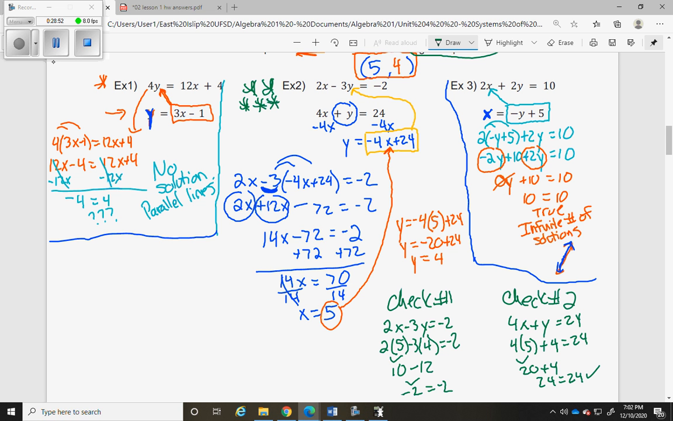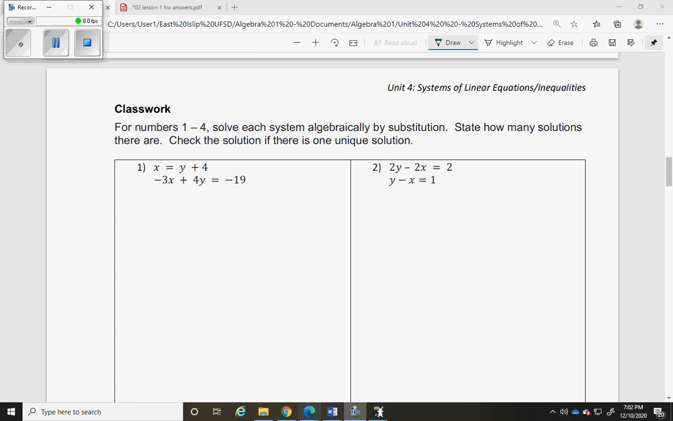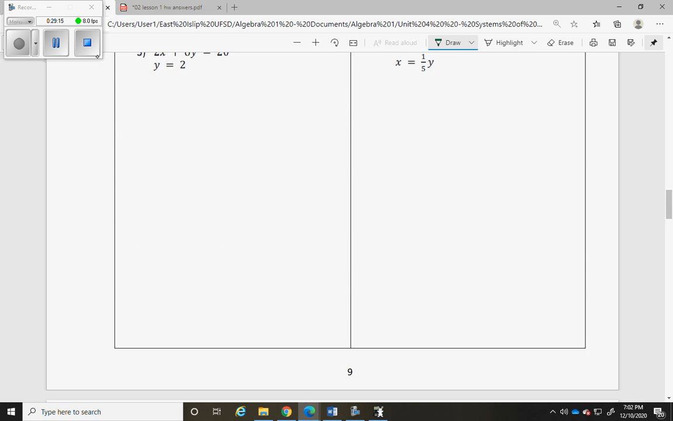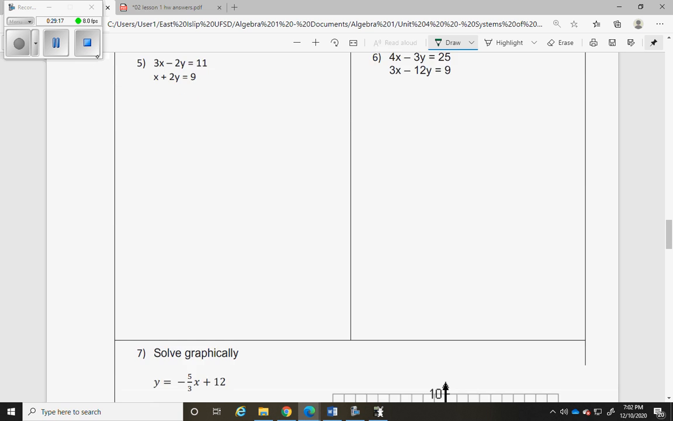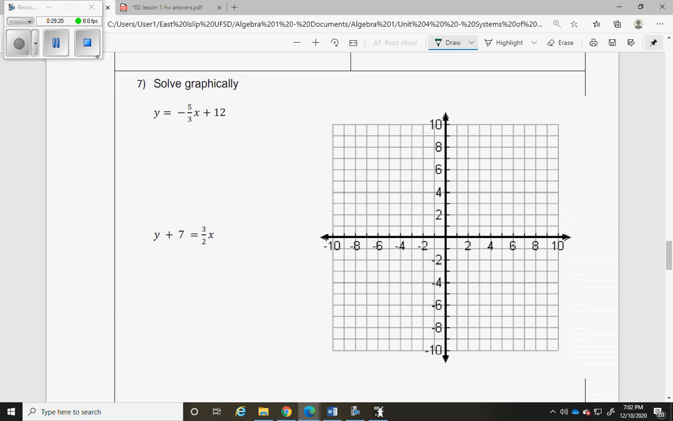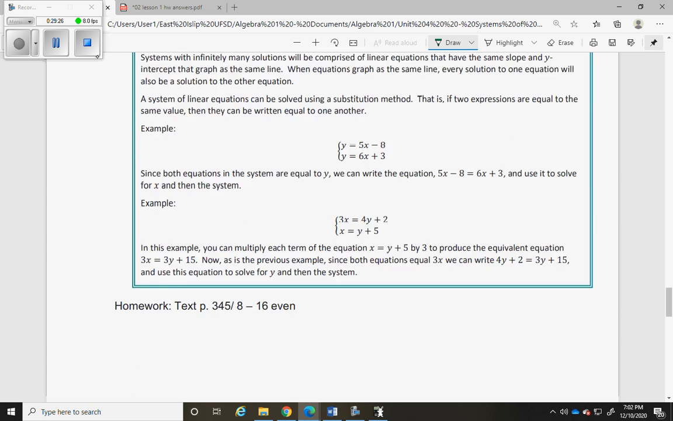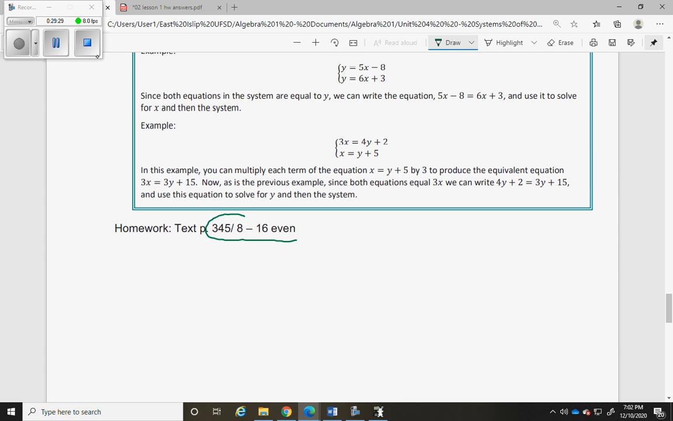When there's one solution, like in example 2, you know that these two lines are going to cross and meet at the point 5, 4. And that's it. I would like you to practice some on your own, and that would be your classwork here. And I'm actually going to provide you with the answers to the classwork. Not all of my work, just a list of answers, and you can check to see how well you did. Your homework really is from the textbook. I want you to write this down, please.